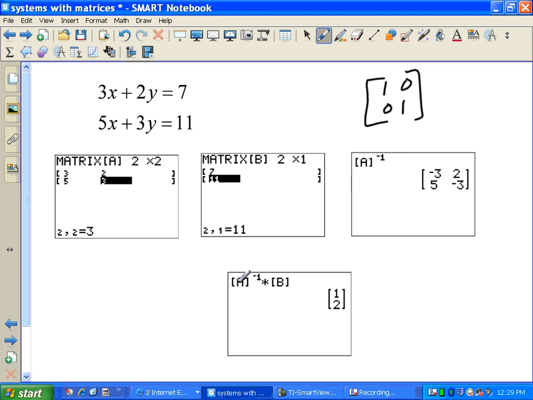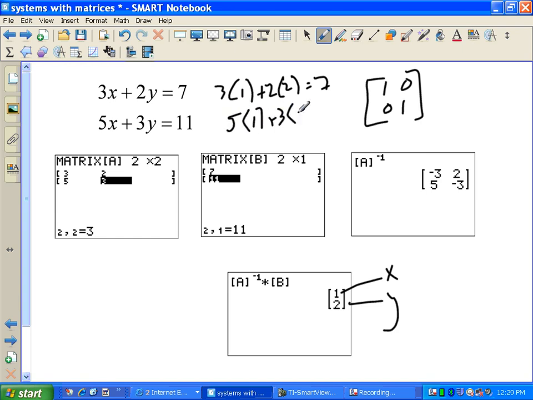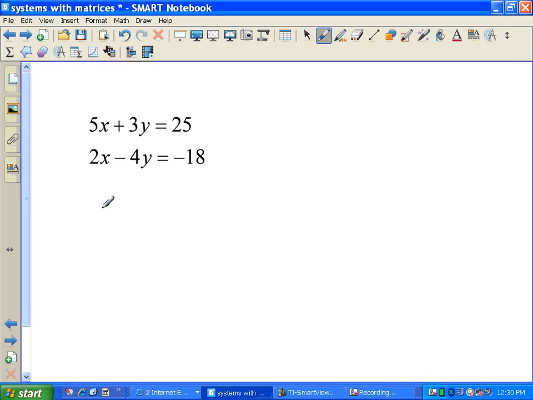The actual screen work that we did, A inverse times B, and this tells me x. This number is y. If I check it out here, 3 times 1 plus 2 times 2 should be 7. That's good. And 5 times 1 plus 3 times 2, that's what that should say. That turns out to be 11 as well. Okay, so really, this is sort of a quick, easy process. It'll work most of the time. It'll get us some information. If you happen to have a calculator, it makes it that much easier.